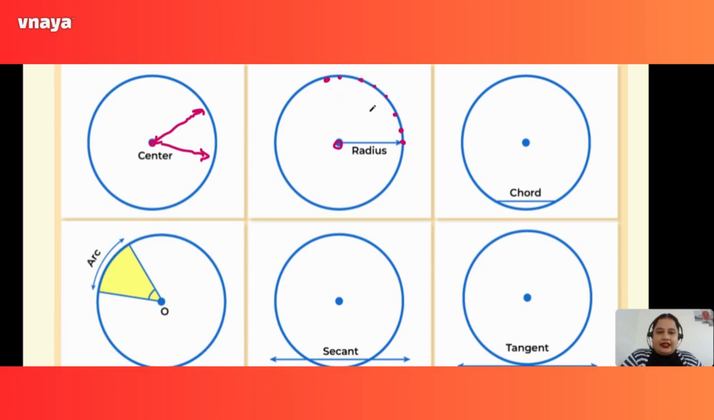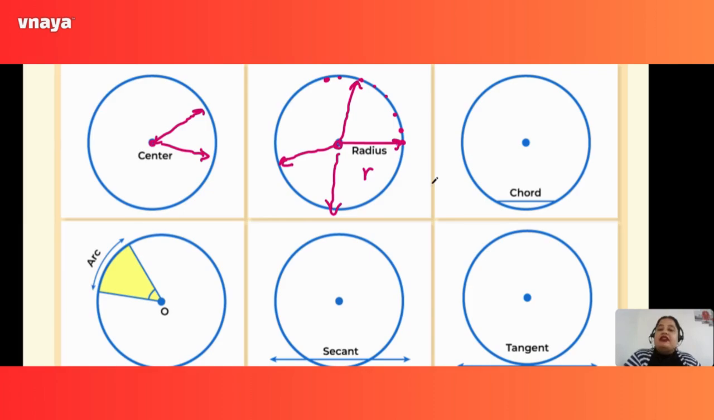So no matter if you draw a line from here to here, or here to here, or here to here, it's going to be the same. This is called the radius and it is given by r.